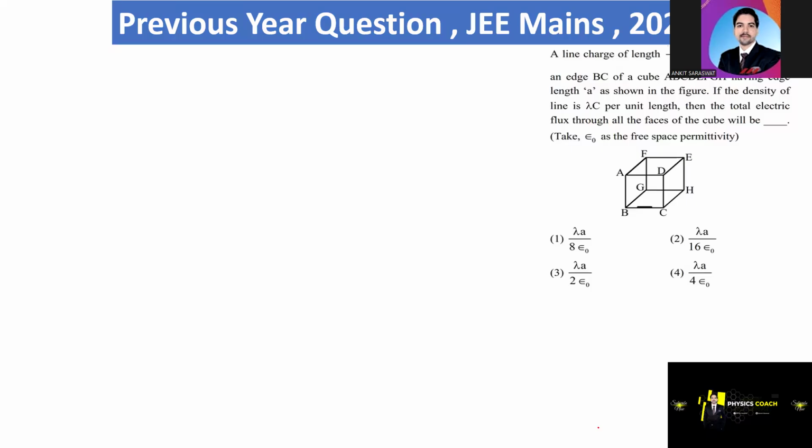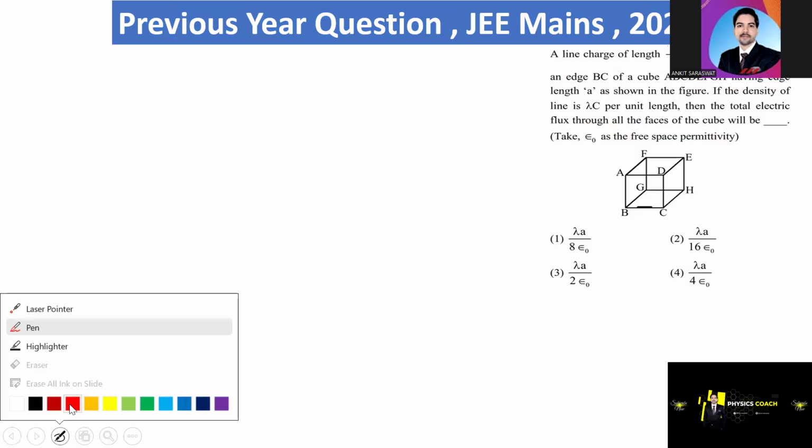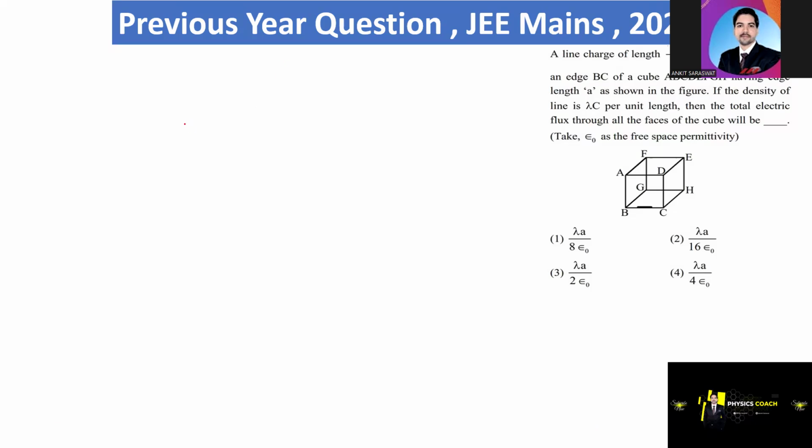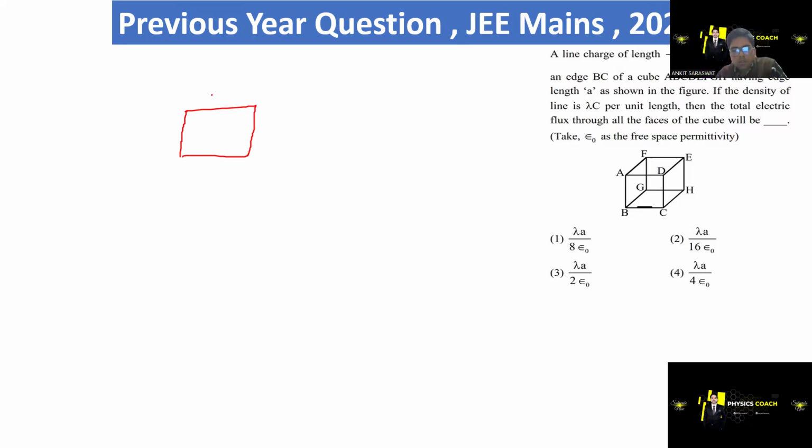So, hi everyone, look at this question. Now in this question, just draw this cube first. If you read the question carefully, one cube is given like this, and the side length of the cube is A.